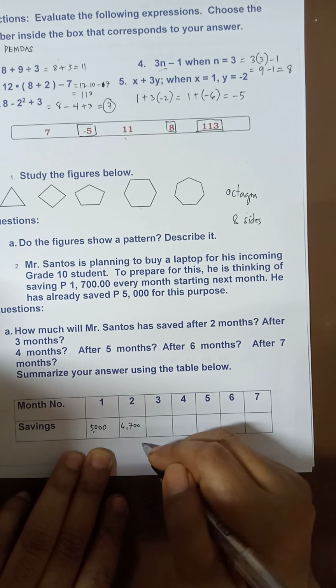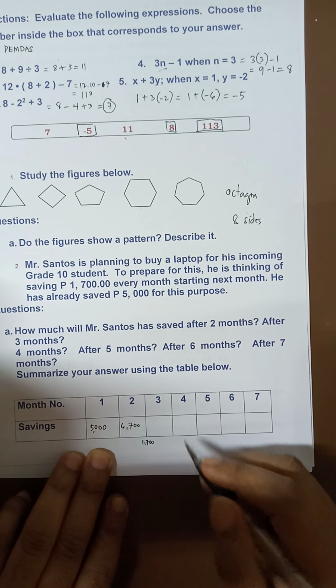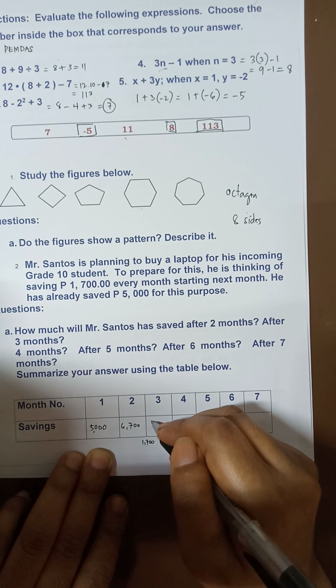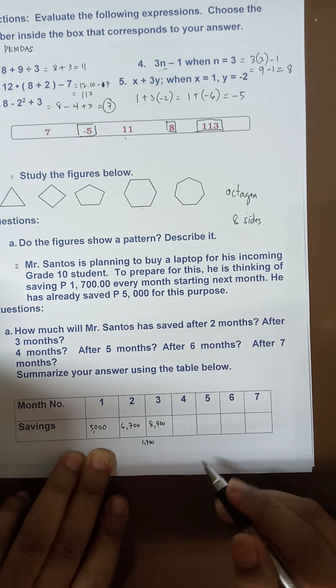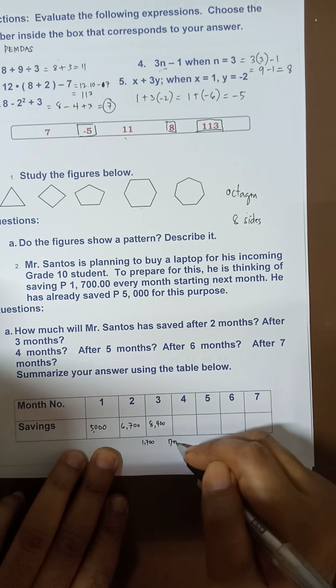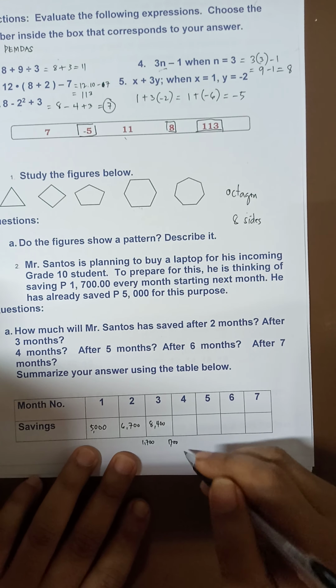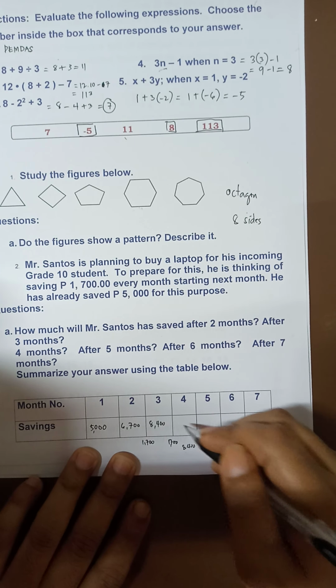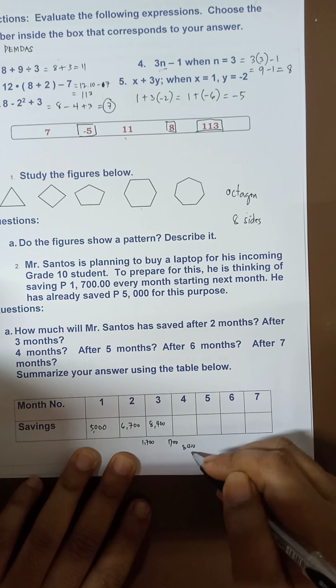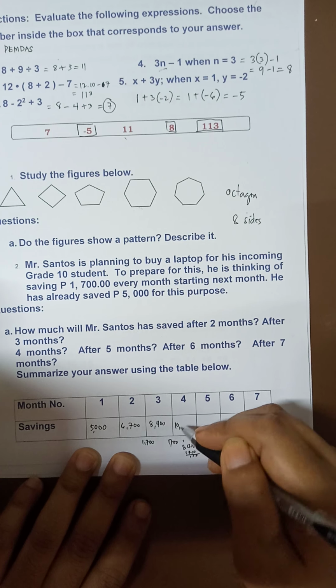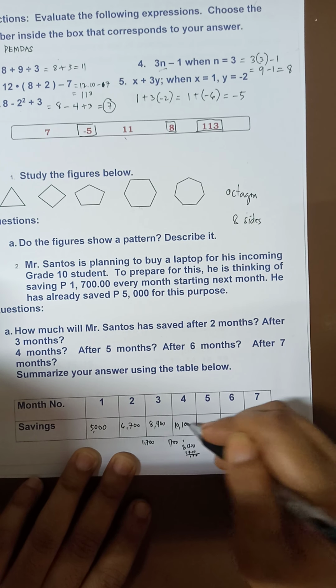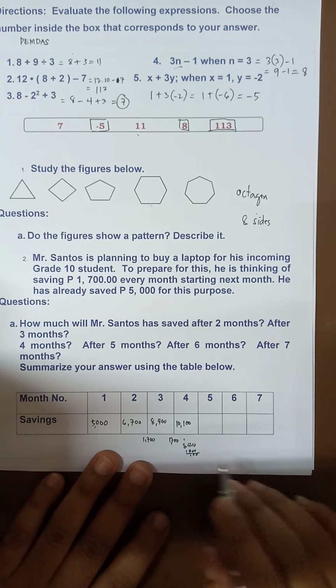For the third month, another 1,700 is added, so we have 8,400. For the fourth month, another 1,700 is added to his savings, so he will have 10,100 for the fourth month of his savings.